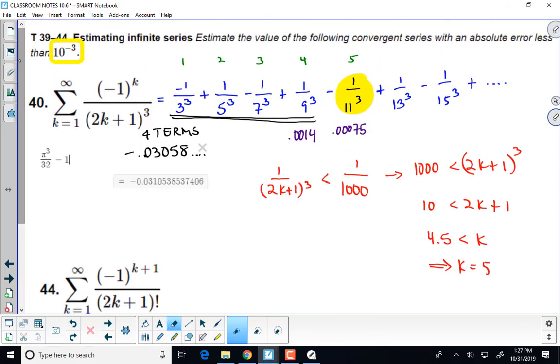So the final answer would look like what? We add up the first four terms. Is that what you write? Yep, the question said put how many terms. Put a box around it? Yeah, okay, cool.